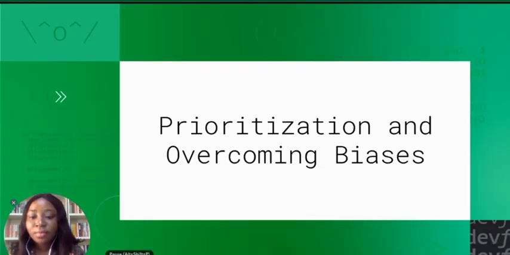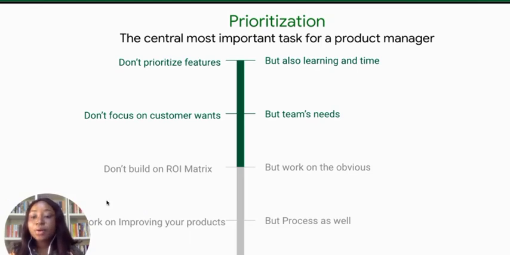Now that will take me to the next thing, which is prioritization and overcoming biases, right? Truth is, prioritization is very, very important to us as product managers or even developers in the space. Now, what is prioritization? Prioritization is actually the central, most important task for a product manager, right? As a product manager, the success of a product manager is actually in the success of the product.